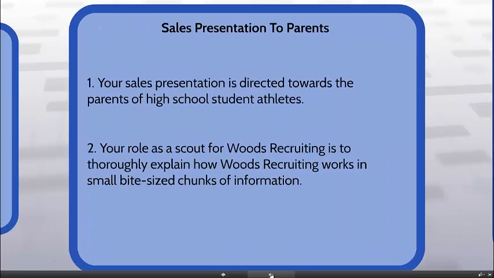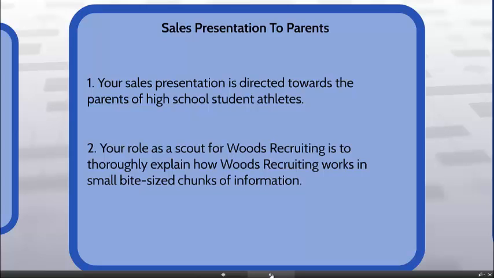Sales presentation. Your sales presentation is directed towards the parents of high school student athletes. Your role as a scout for Woods Recruiting is to thoroughly explain how Woods Recruiting works in small, bite-sized chunks of information. You don't want to give them all of this information, because a parent will tune you out if you're talking too much or saying things that they don't understand.